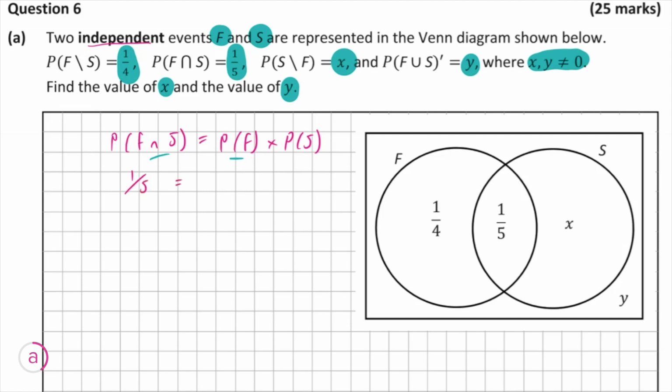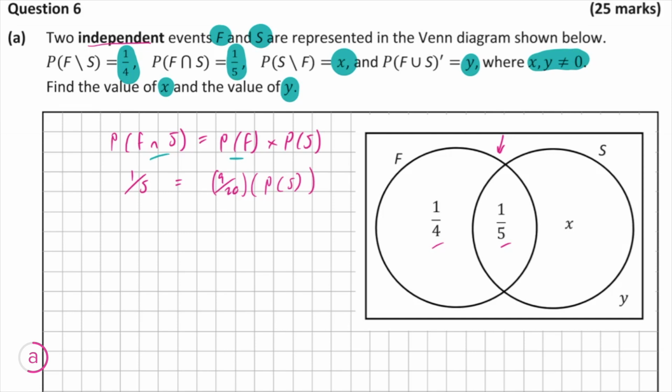So we know the probability of F intersection S is 1/5. And here's the first place to be careful, because the probability of F in total, so the probability of the entire circle here, is going to be 1/4 plus 1/5, because obviously 1/5 is also in F. So you could just do that in your calculator, or however you want to do it, but 1/4 plus 1/5 is 9/20, and we're multiplying that by the probability of S, which we're trying to find.